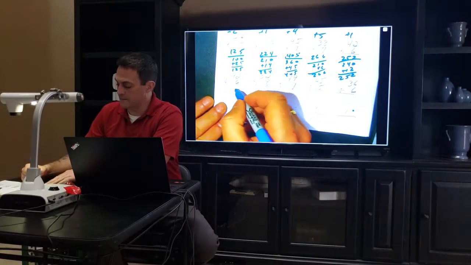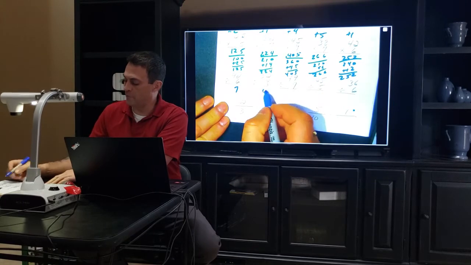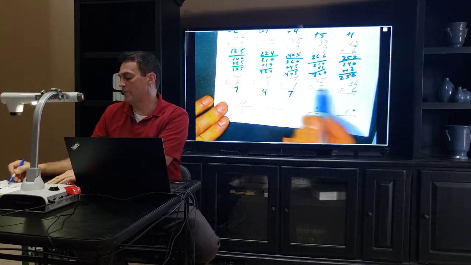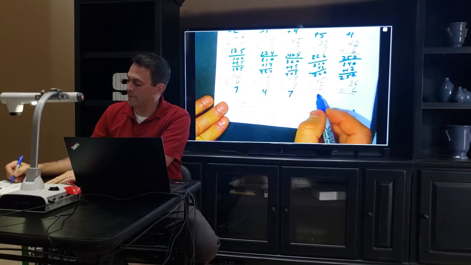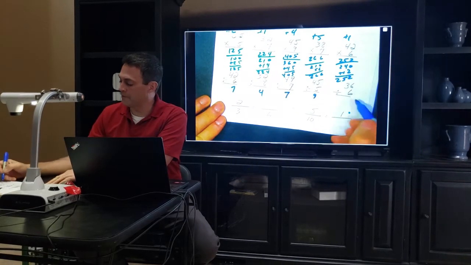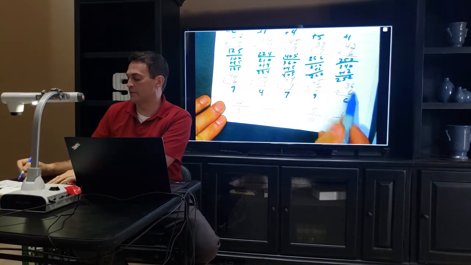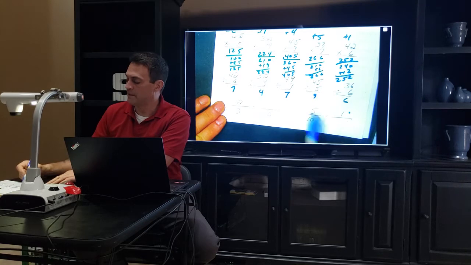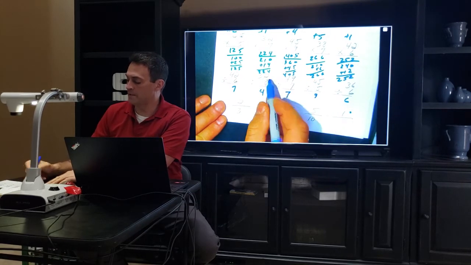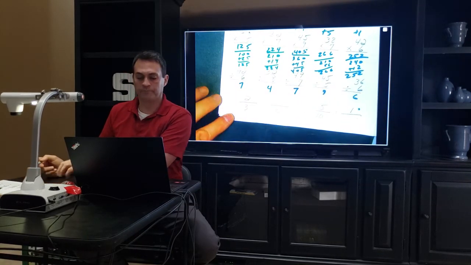42 divided by 6 is 7. 32 divided by 8 is 4. 49 divided by 7 is 7. 45 divided by 5 is 9. And 36 divided by 6 is 6. 6 times 6 is 36. 9 times 5 is 45. 7 times 7 is 49. 4 times 8 is 32. 7 times 6 is 42.